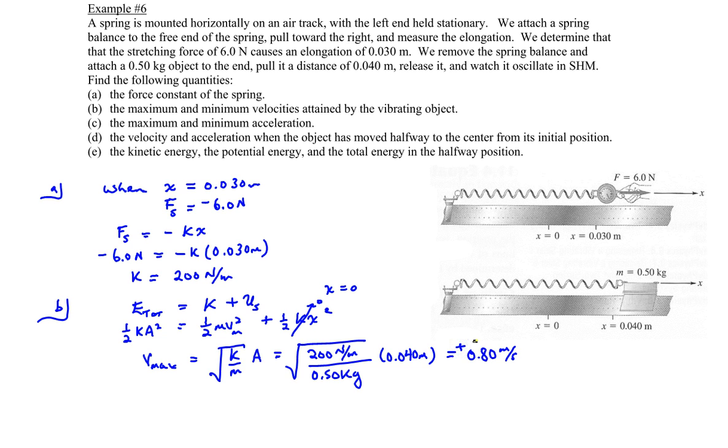So that's the maximum. What's the minimum? Well, the minimum is the same amount, but it's just basically negative. And you might be wondering, where does that occur? Well, it occurs at the same place, x equals 0. It just depends on when the object was passing through.